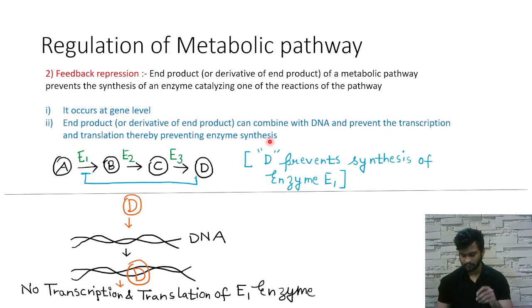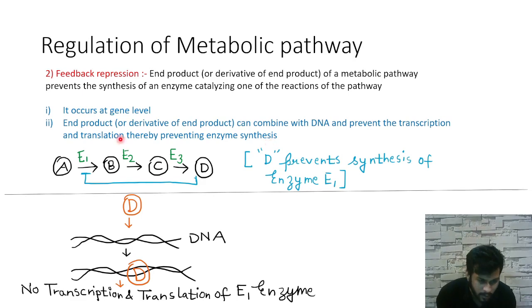Now you need to understand the slight difference between feedback inhibition and feedback repression. Feedback inhibition does not occur at gene level, and in feedback inhibition the end product will inhibit the first enzyme or first step. But feedback repression occurs at gene level, and the end product will not directly inhibit the enzyme. It will prevent the synthesis of the enzyme by preventing the transcription and translation of enzyme E1.